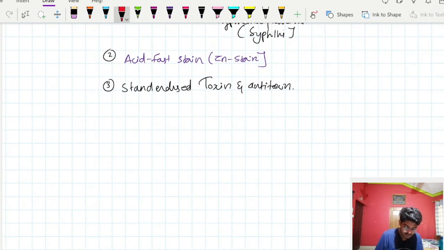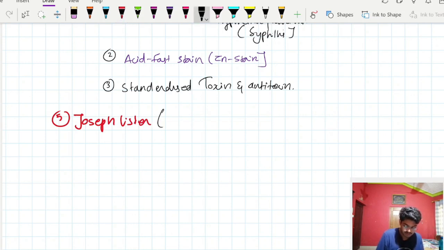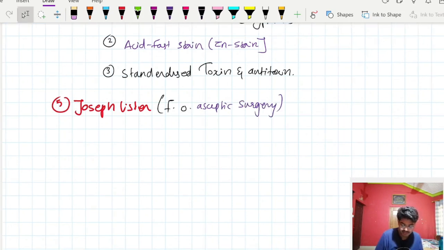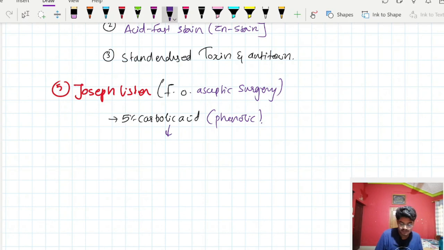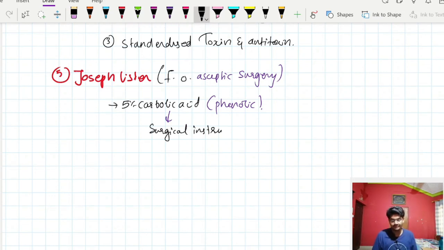Then there goes our fifth famous scientist, Joseph Lister. He is the father of antiseptic surgery. Antiseptic means against sepsis, you know. So what he did is that he used 5% carbolic acid, which is the famous phenolic acid, right? Phenol is carbolic acid. He used 5% carbolic acid on surgical instruments in order to prevent post-surgery infections. So that's why he is known as the father of antiseptic surgery.